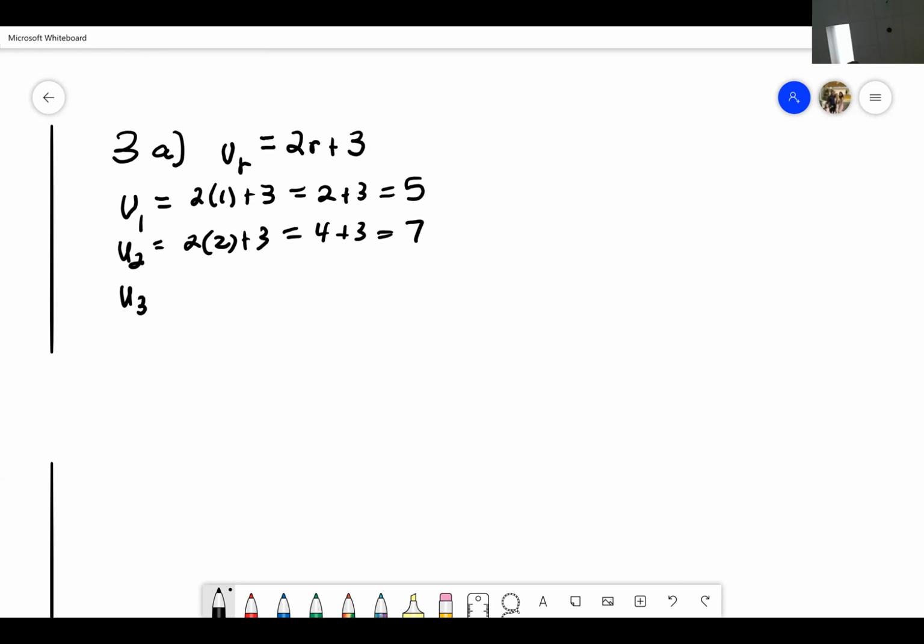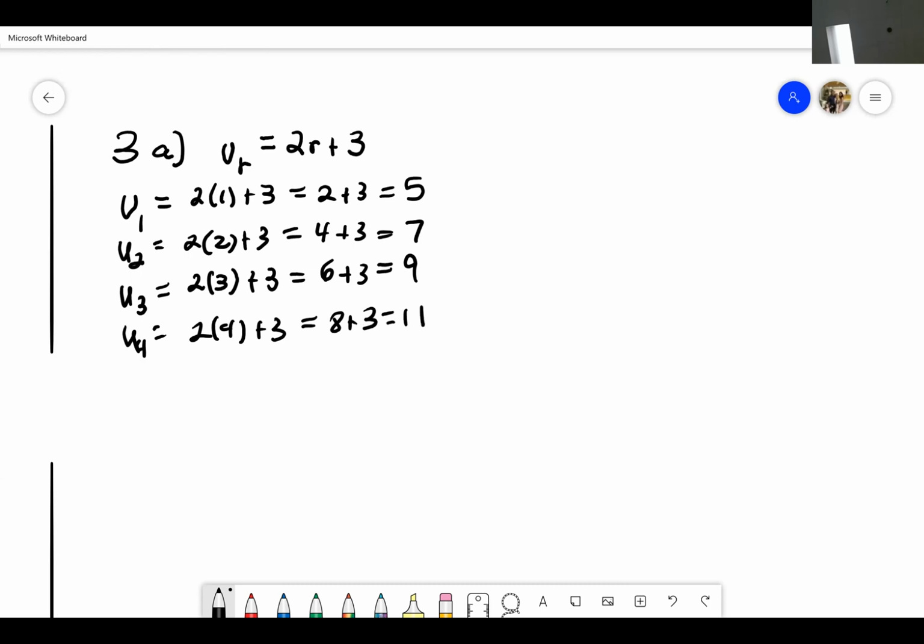u of 3 equals 2 times 3 plus 3. That's 6 plus 3, which is 9. u of 4 is 2 times 4 plus 3. That's 8 plus 3, which is 11. u of 5 equals 2 times 5 plus 3, which equals 10 plus 3, which is 13.